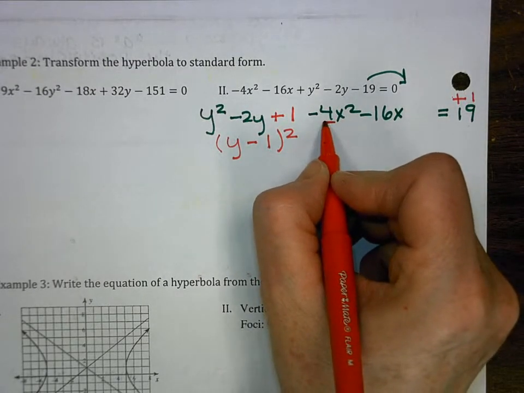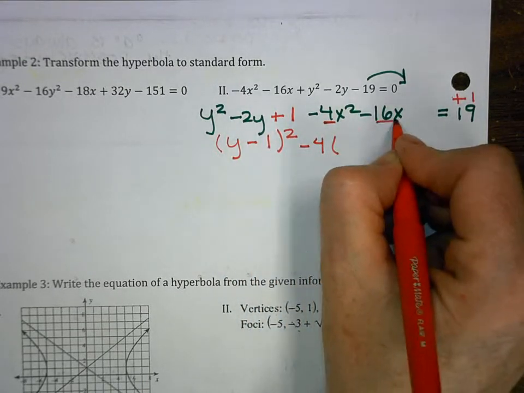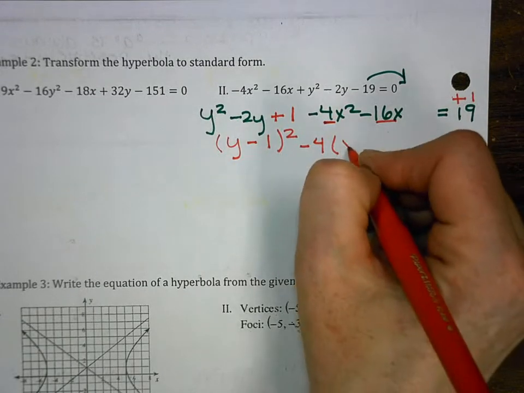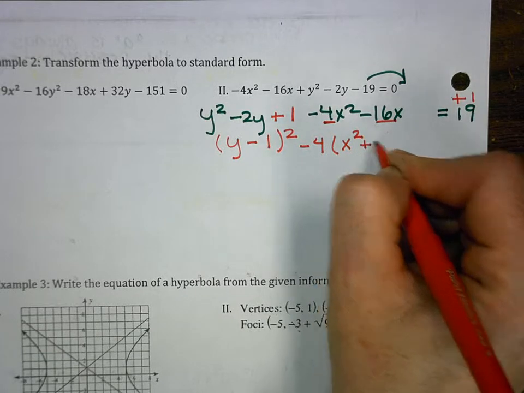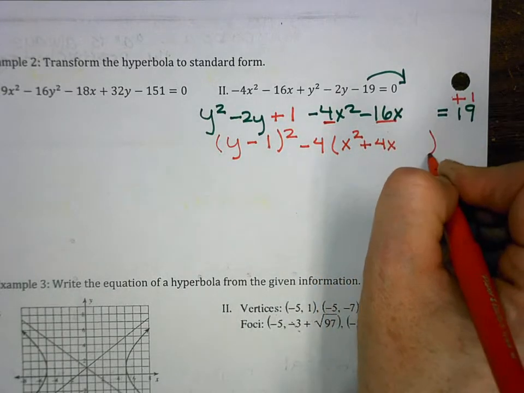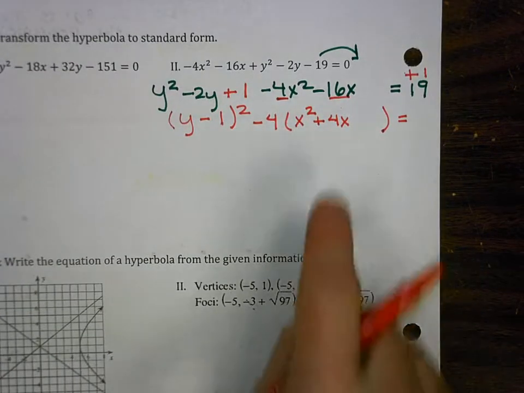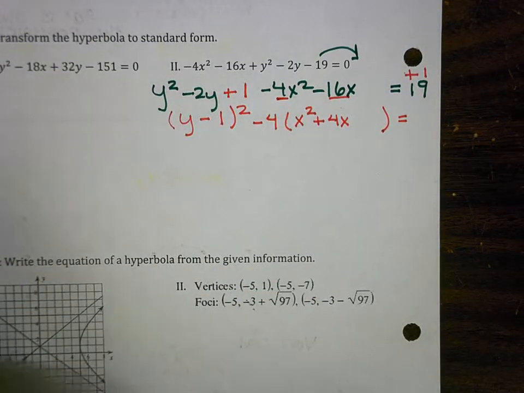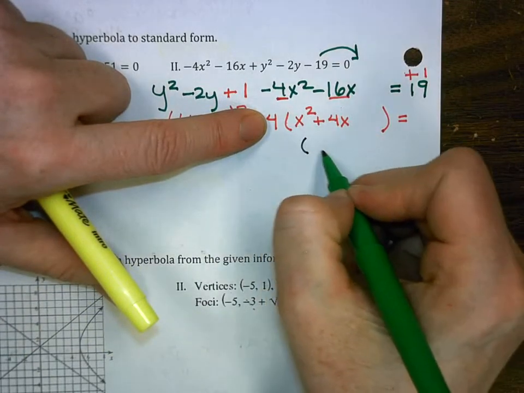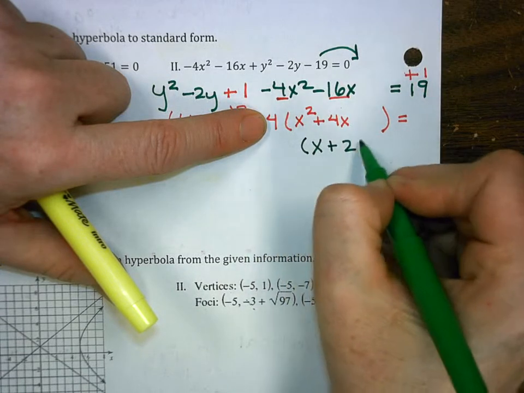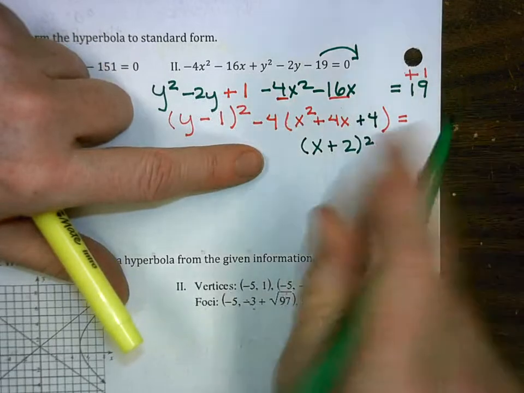Now here, what we first need to do is factor out, there is an a term here in front of the x squared, so we need to factor out negative 4, which means divide both of these terms by negative 4, leaving me with x squared. 16 divided by negative 4 is positive 4x. Leave a space, because we've got to complete the square. So I'm going to complete the square, and I'm going to say 4 divided by 2 is going to be 2. X plus 2 squared.